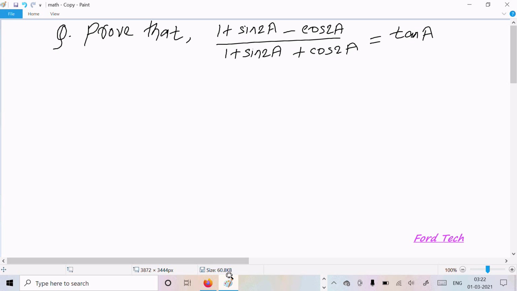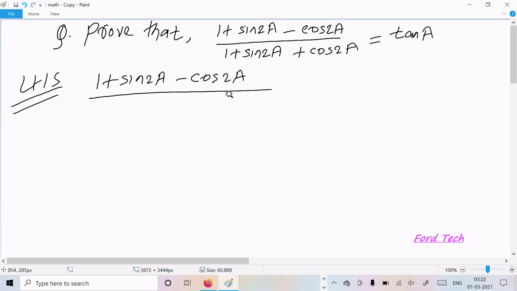Hello friend, in this video lecture I am going to prove that (1 + sin 2a − cos 2a) divided by (1 + sin 2a + cos 2a) equals tan a. So let's take the LHS, the left hand side: 1 + sin 2a − cos 2a over 1 + sin 2a + cos 2a.